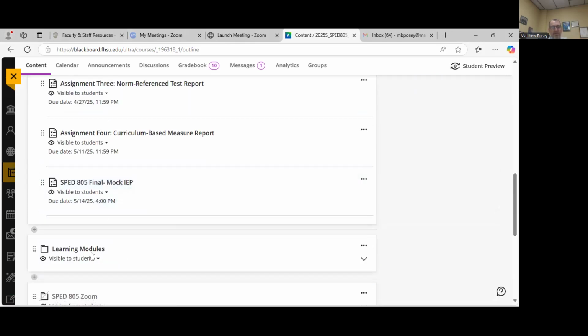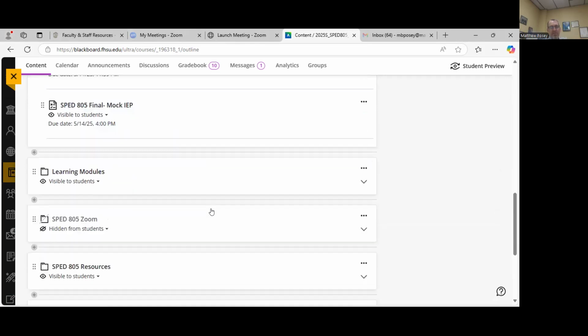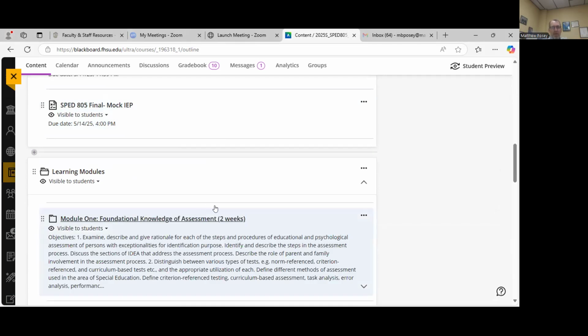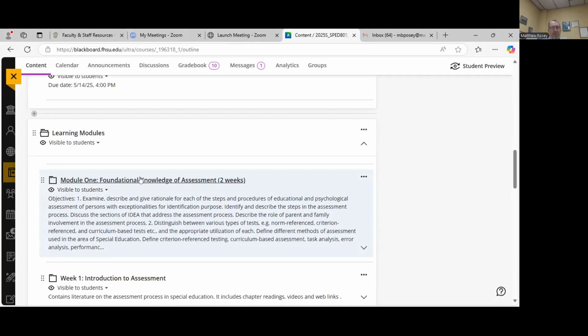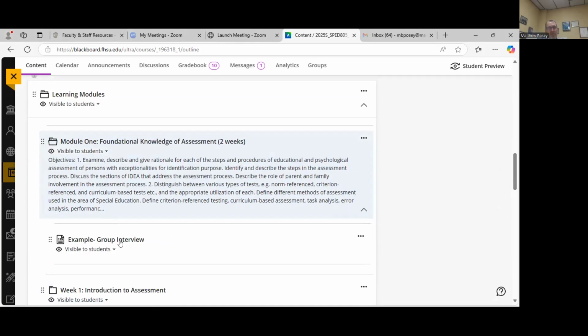Then we get down to learning modules. This is where I want to show you. We're in module 1 at the beginning. It is 2 weeks. It's pretty short. But right underneath that, if you click on it, you will see an example of the group interview. That is an example for you to look at to kind of guide you when your group puts the report together. As I mentioned earlier, I uploaded a project that was submitted in a previous semester by a group.